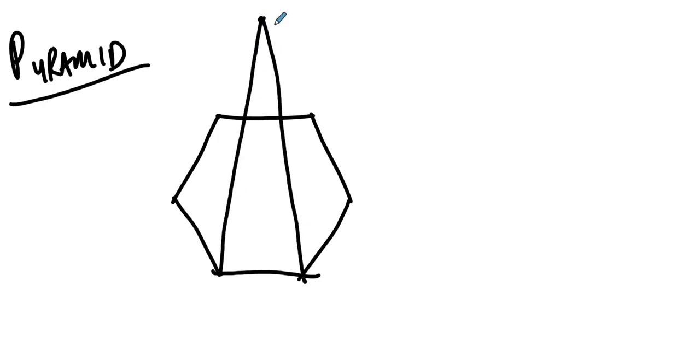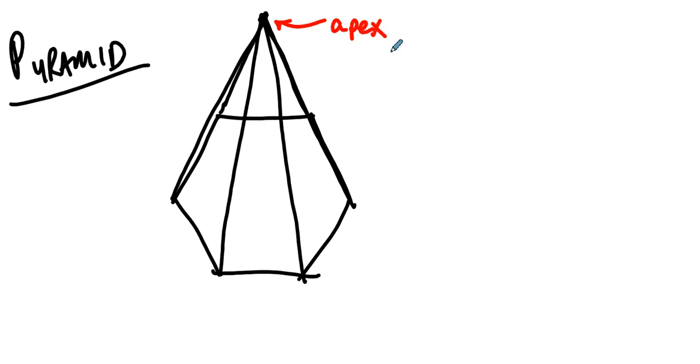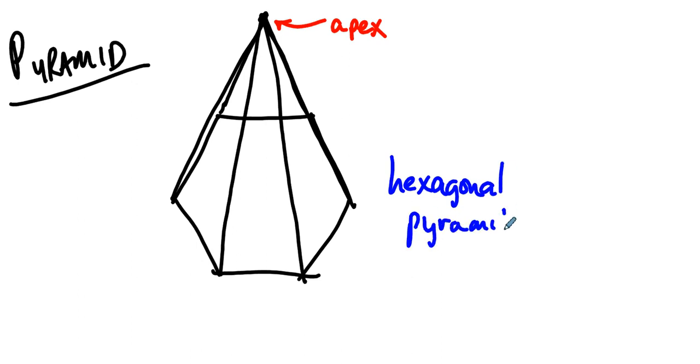So you have all of this happening, and everything comes to a single point. That single point is called an apex. So this would be a hexagonal pyramid. It's a pyramid with a hexagonal base.